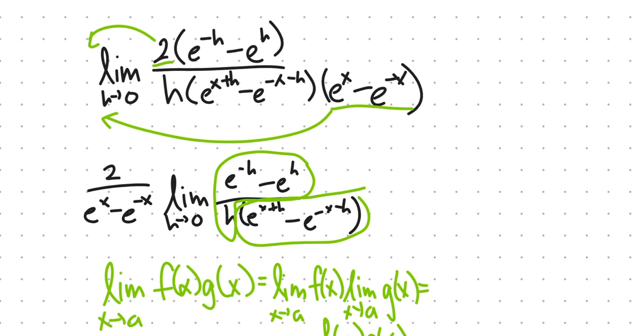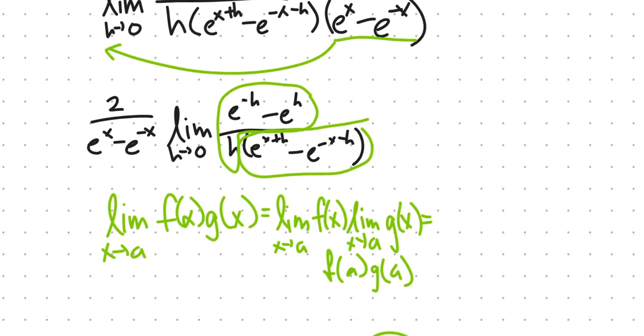So the 2 and the e to the x minus e to the negative x are all independent of h, so we are just going to put them outside of the limit, and then we get 2 divided by e to the x minus e to the negative x times the limit as h approaches 0 of e to the negative h minus e to the h over h, and then also times e to the x plus h plus e to the negative x minus h.